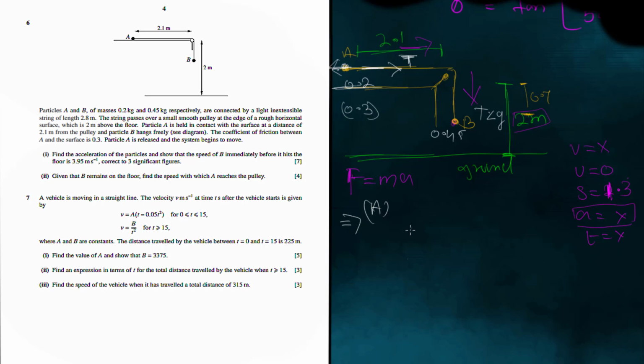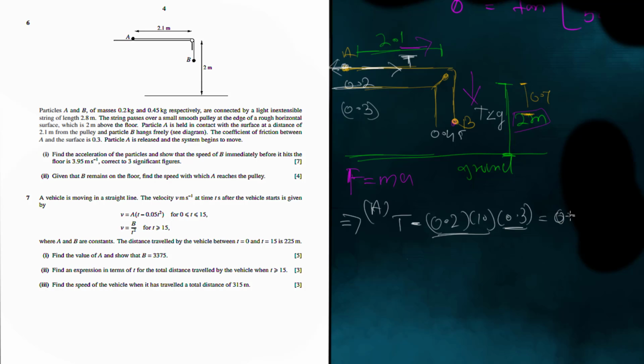So we can create a two simultaneous equation situation. For particle A, tension minus the force of friction acting on the object. What is the force of friction acting on the object? The force of friction is your normal force multiplied by your coefficient of friction, which would be 0.2 multiplied by 10 multiplied by 0.3. The coefficient of friction is 0.3, and the reactionary force is 0.2 multiplied by 10. Why? Because of Newton's third law, the weight of the object in this situation will also be its reactionary force. So that is equal to ma, which is 0.2 multiplied by acceleration. That's our first equation.